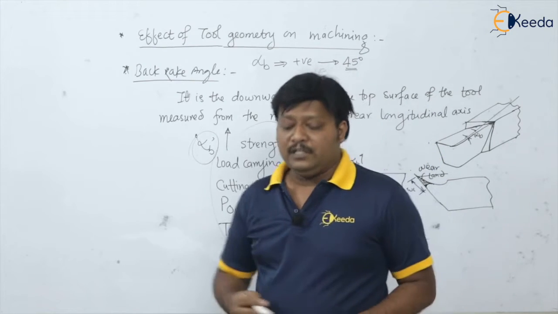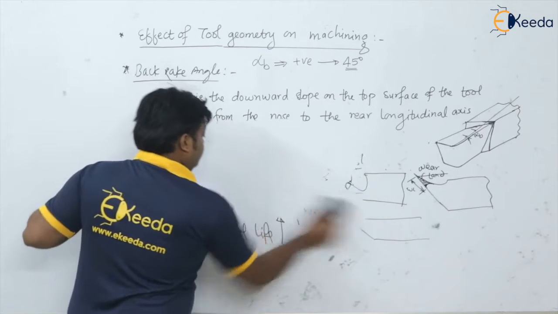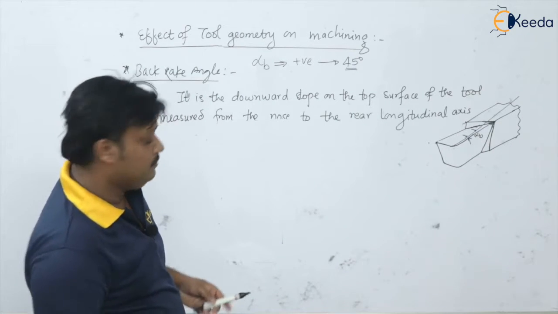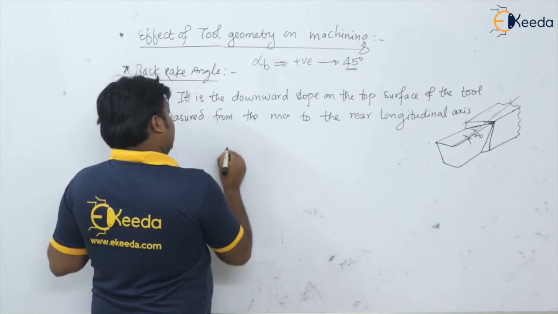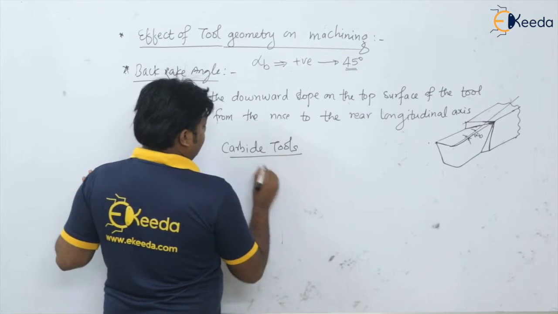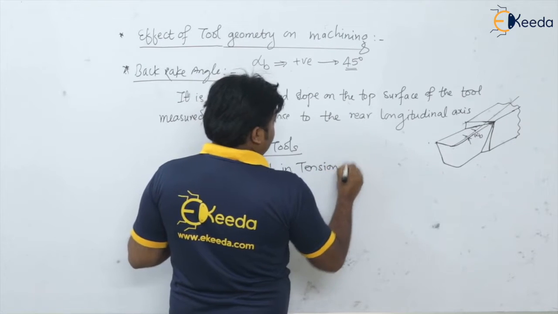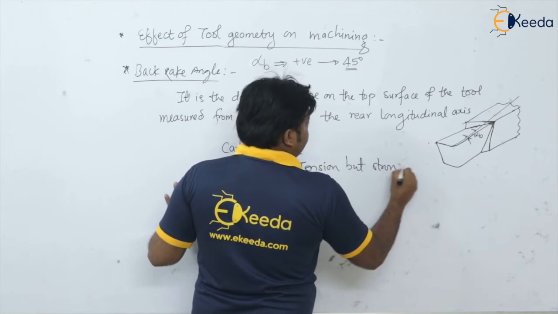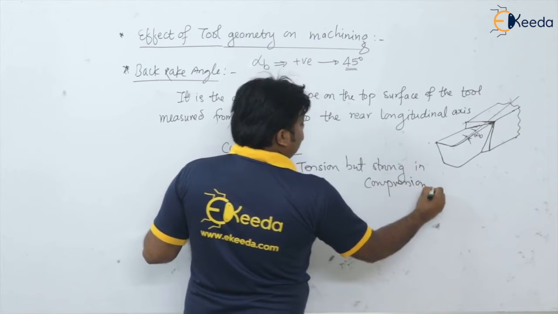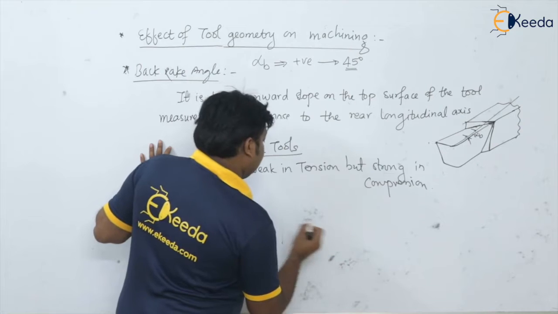Whereas when we are talking about the carbide tools, please remember that the carbide tools are very weak in tension, but they are very strong in compression. So the carbide tools, these were the first tools or tool materials on which the negative rake angle was provided.